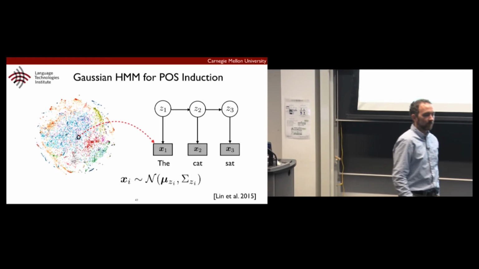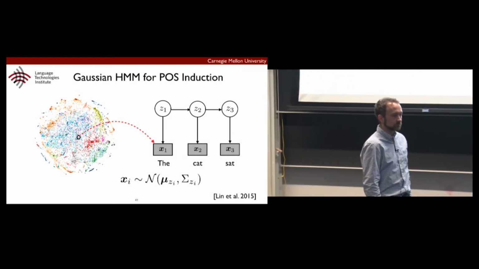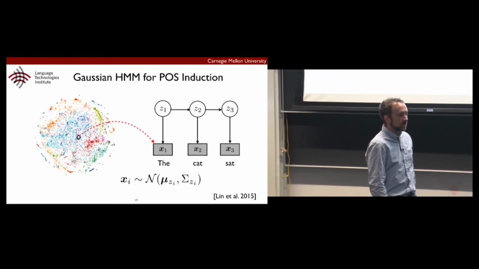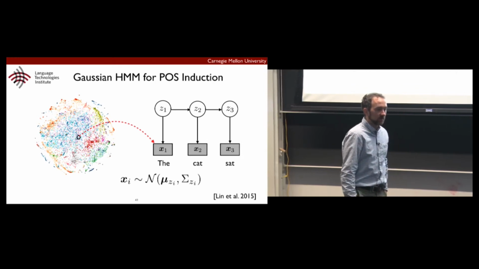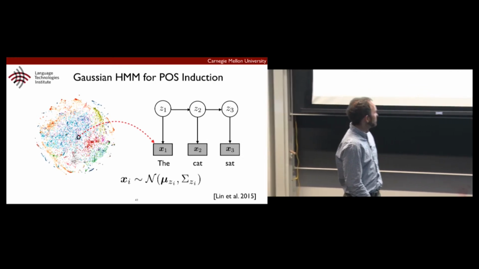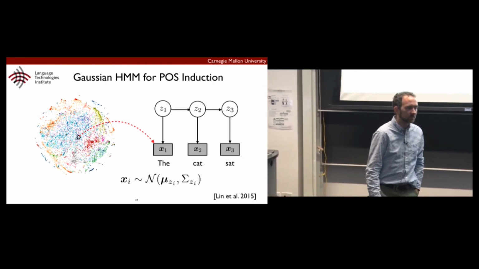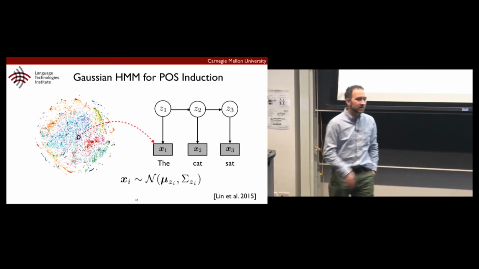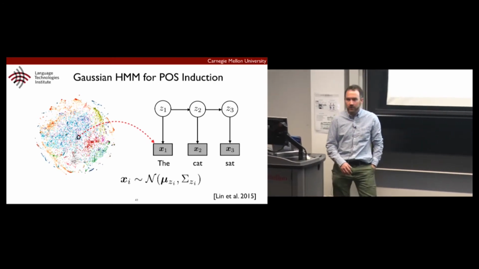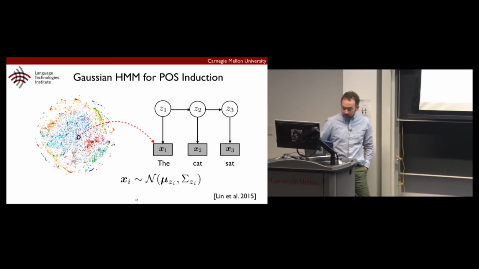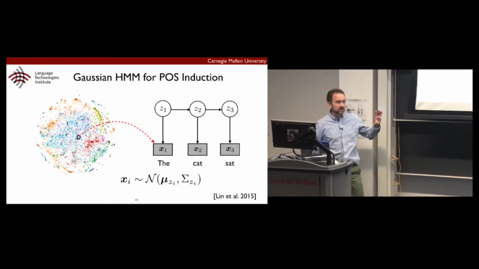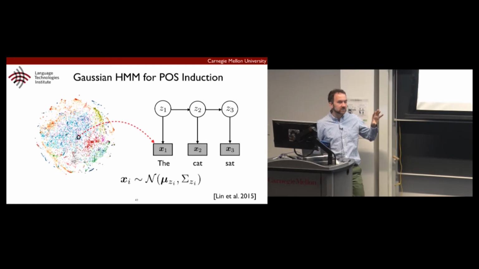Go ahead. The word embedding here, is that word2vec or is it actually trained on the task? This is word2vec, yeah, or maybe fastText, but something that's completely pre-trained. So basically the word embeddings are pre-trained. If the word embeddings are not pre-trained and you learn them jointly, it actually becomes kind of a degenerate problem for reasons that I'll talk about later.